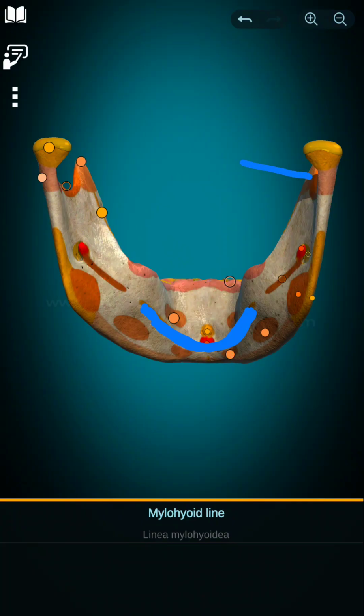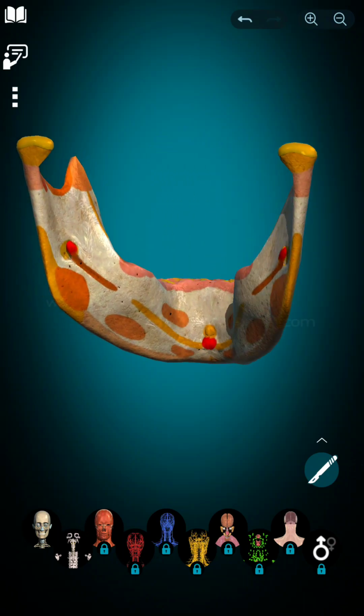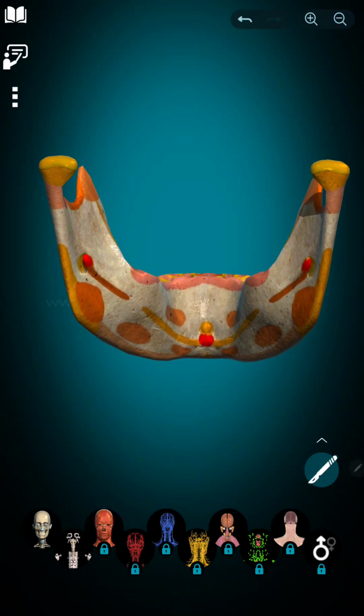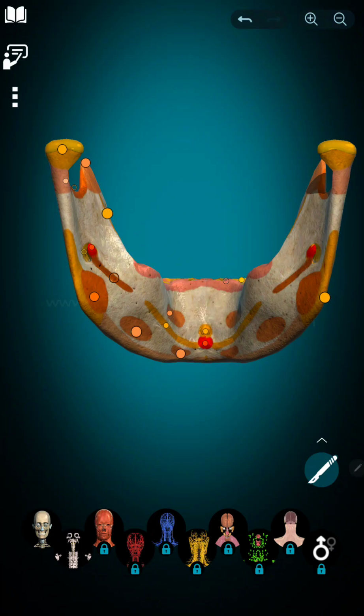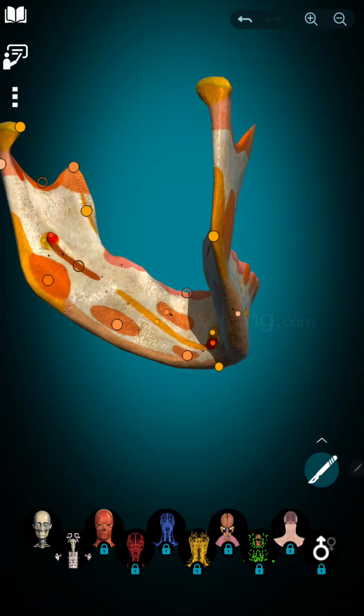Okay, this is the mylohyoid line. Next, the surface is hollowed out, that is known as the submandibular fossa. So the one below the mylohyoid line is known as the submandibular fossa, and the one above will be the sublingual fossa. Okay, above the mylohyoid line there is a sublingual fossa in which the sublingual gland lies.